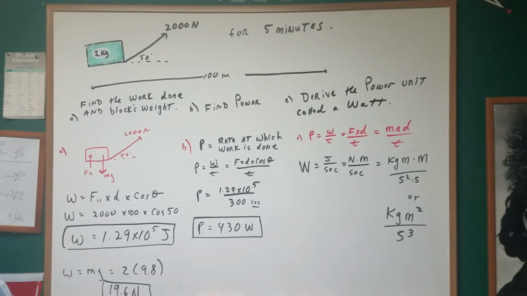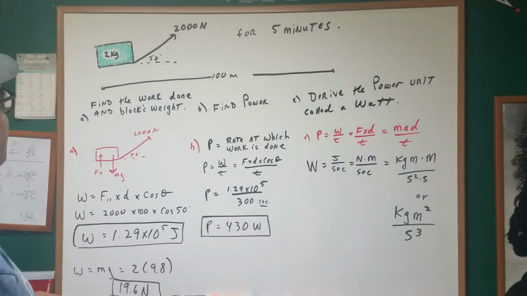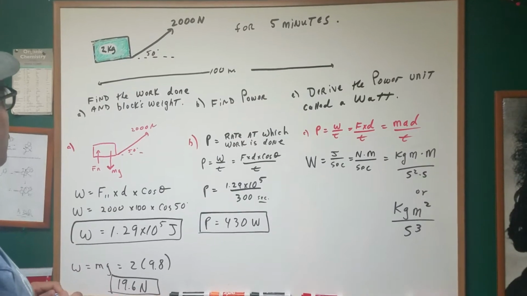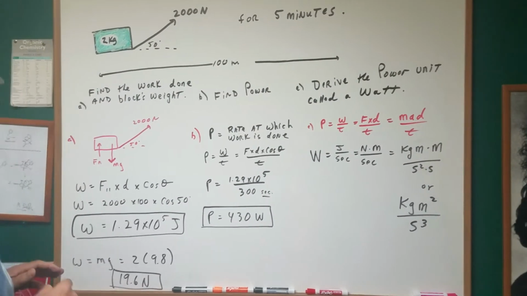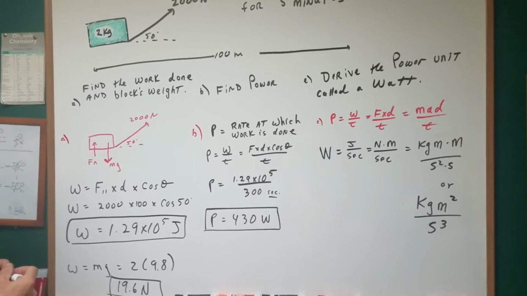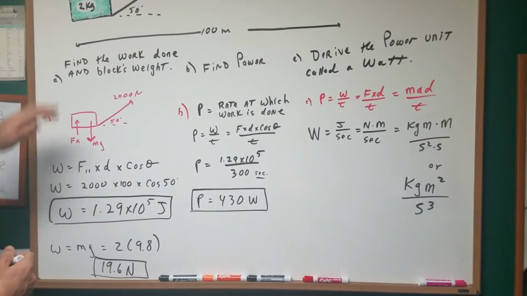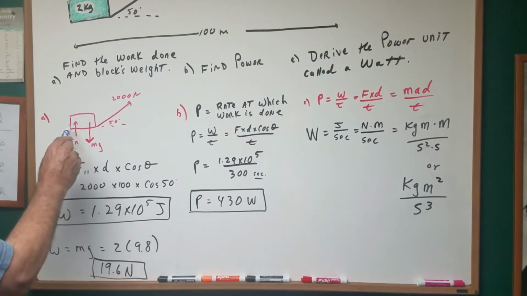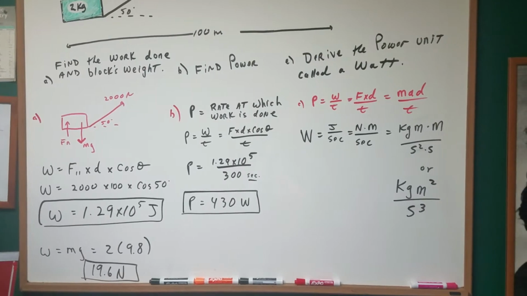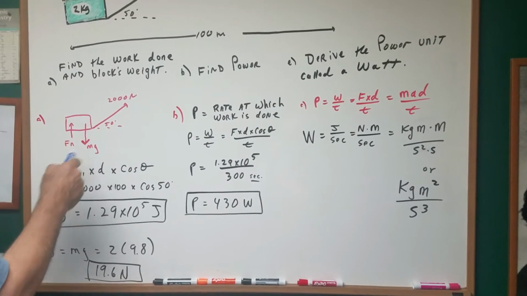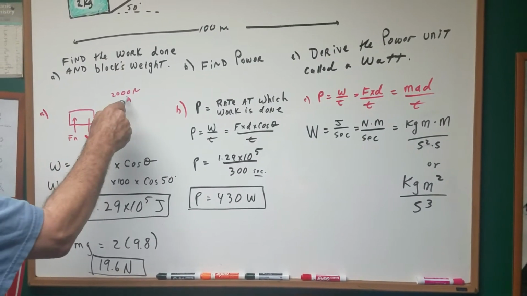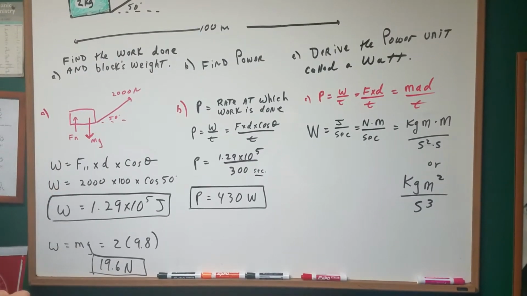What I want to do is two things. Let's first find the work done and the weight of the block. All right, the first thing I would do is let's draw a free body diagram to isolate all the forces on the block. We have the normal force going up, we got the weight, which is mg, going down, and of course the 2,000 Newton force at 50 degrees.